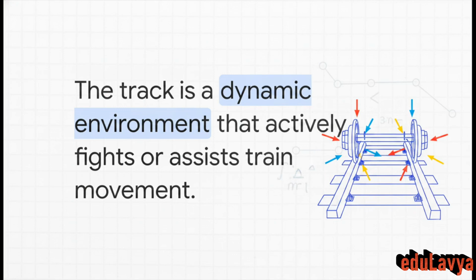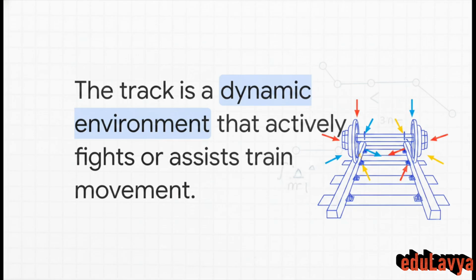We need to start by busting a really common misconception about the rails themselves. It's easy to look at them as just static pieces of metal resting passively in the dirt. But the physical track, what engineers call the permanent way, is actually a highly dynamic environment. It actively interacts with the train.